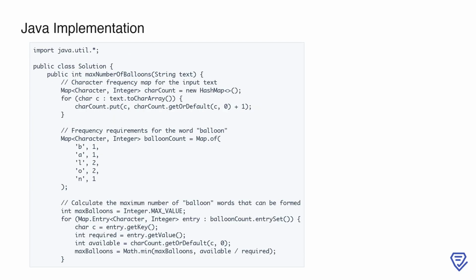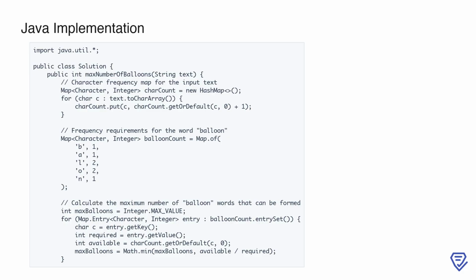Here, we start by defining a method called maxNumberOfBalloons that takes a string, text, as input. The first step is to build a frequency map for the characters in the input text. We use a hash map to count how many times each character appears. This is achieved by iterating over the characters of the string, and for each character, we either increment its count in the map or initialize it to 1 if it's not already present.